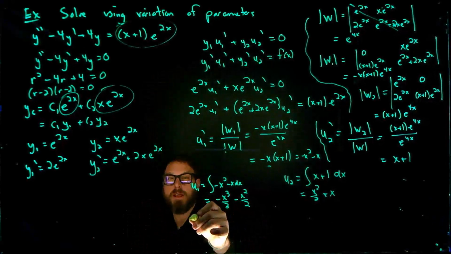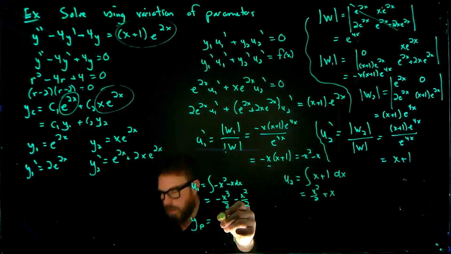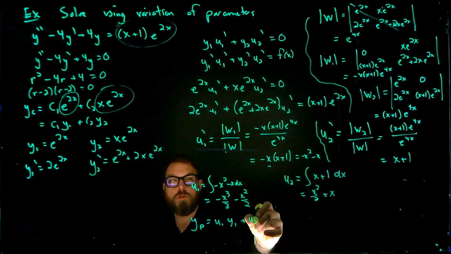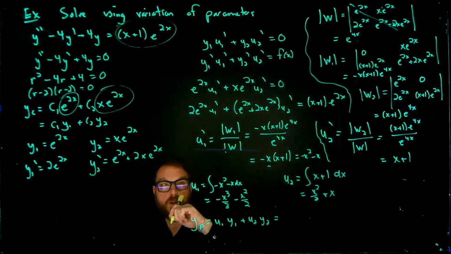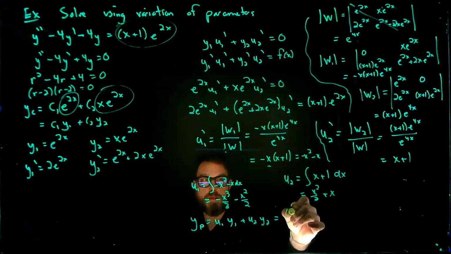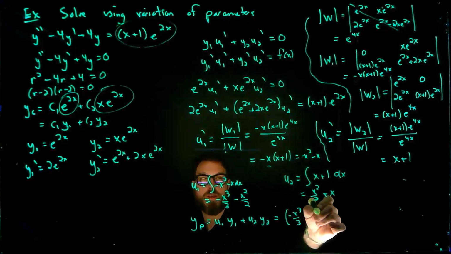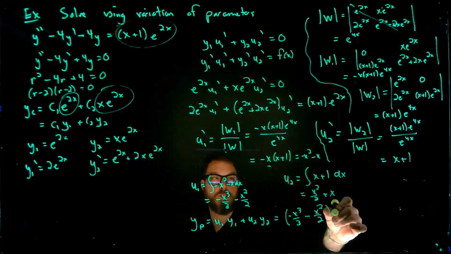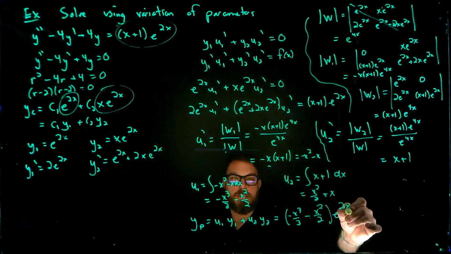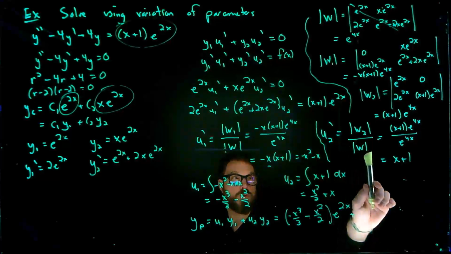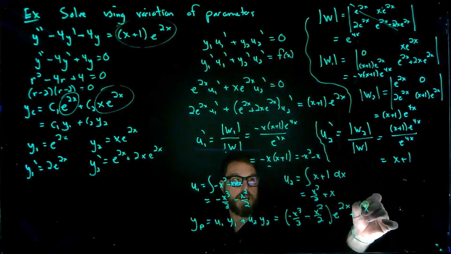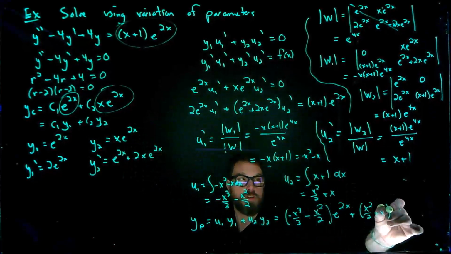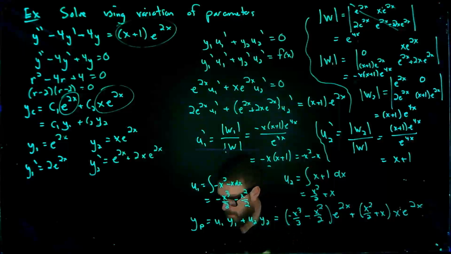So remember that y of p was going to be equal to u1 y1 plus u2 y2. So now I know u1. u1 is going to be negative x cubed over 3 minus x squared over 2 times our solution function y1, which is e to the 2x. And then similarly, plus u2, which is right here, this x squared over 2 plus x times our y2, which is going to be x e to the 2x.